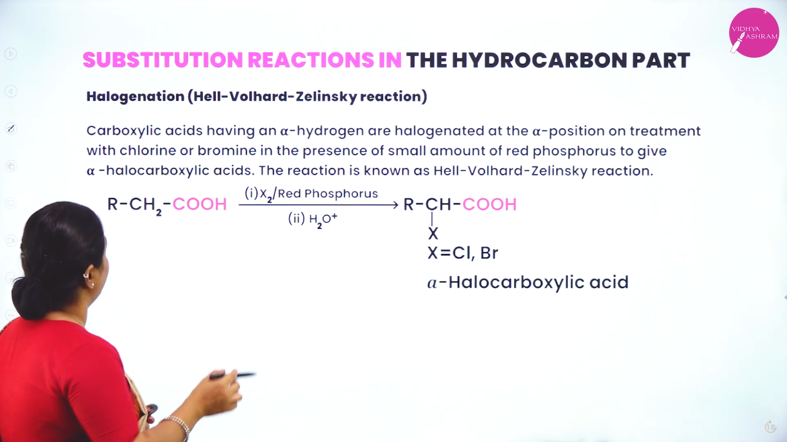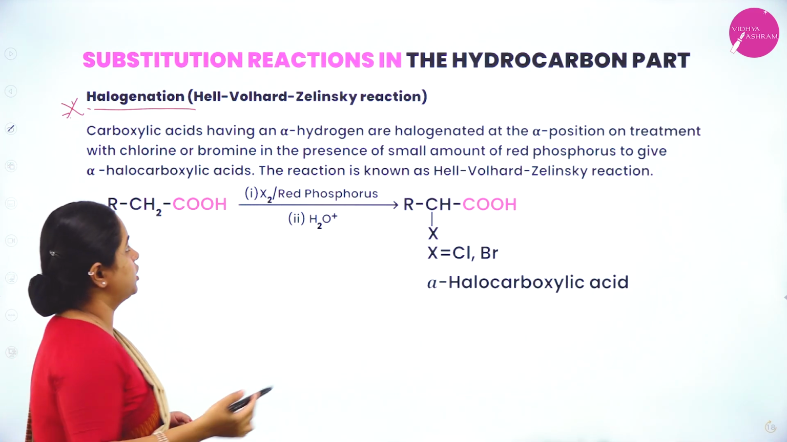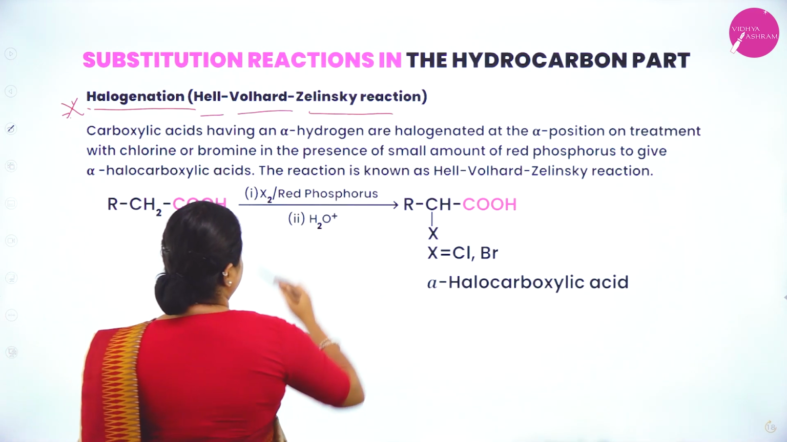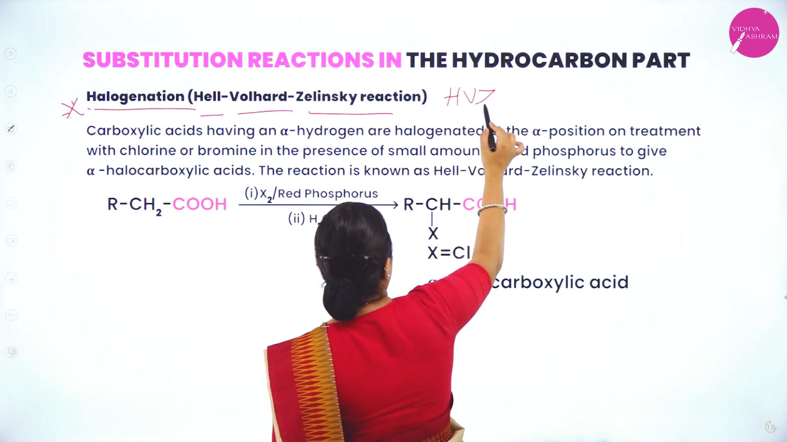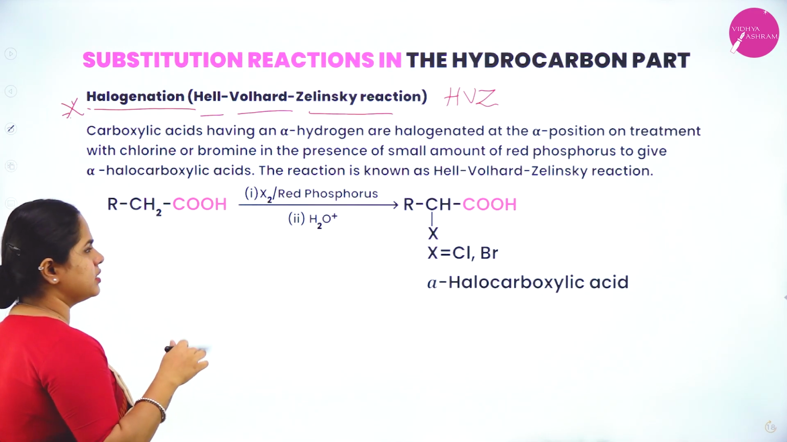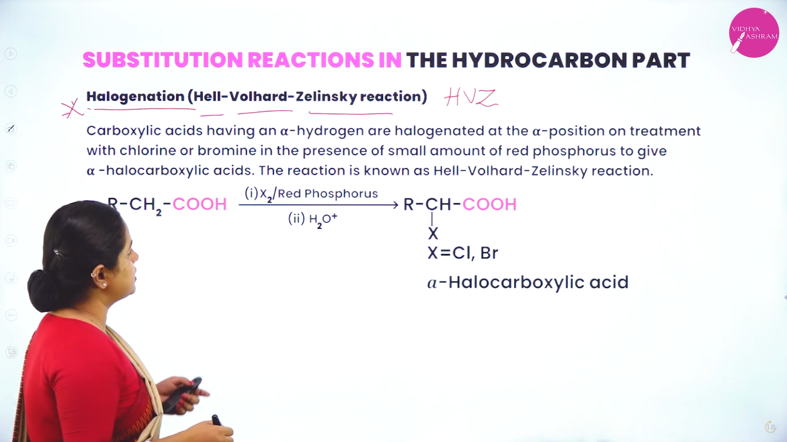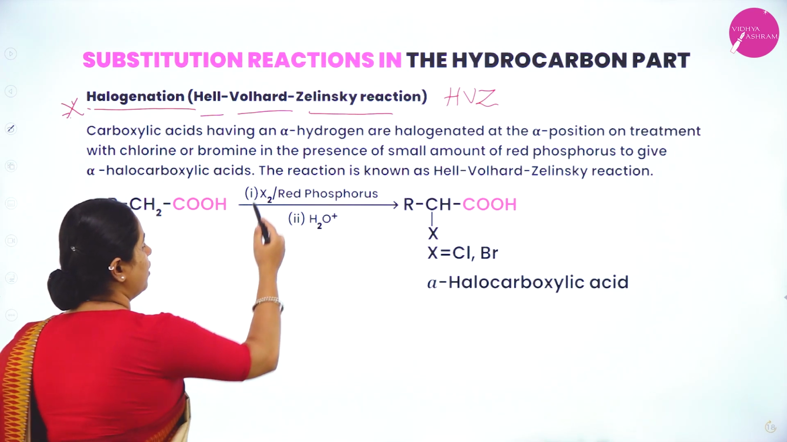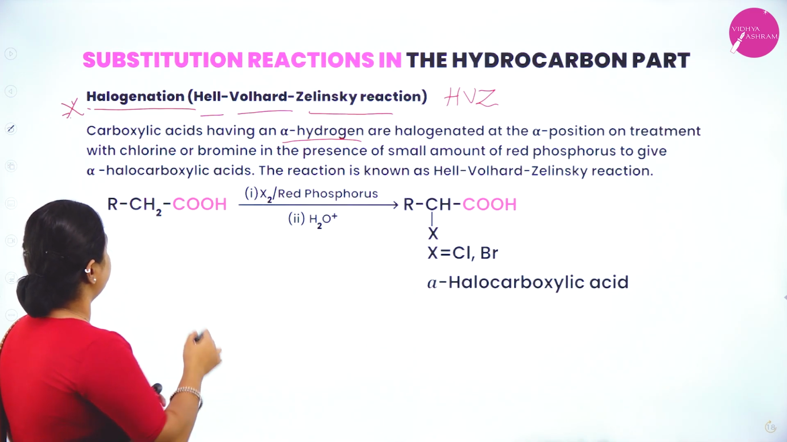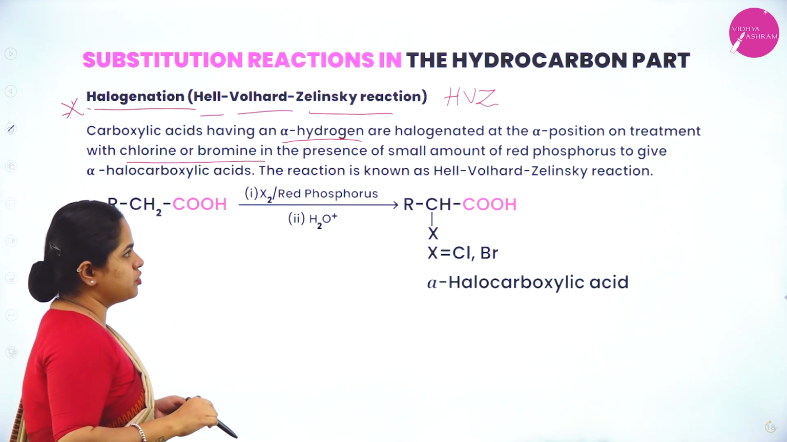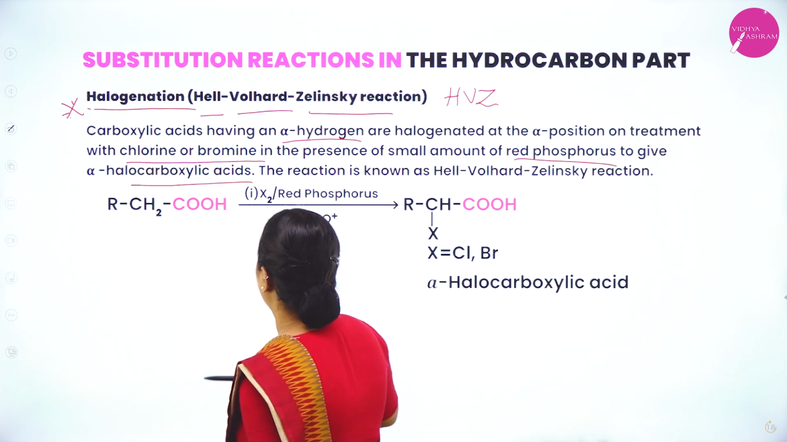The next one is halogenation. So this is a very important reaction and is of course a named reaction. Hell-Volhard-Zelinsky reaction. It is also in short form called the HVZ reaction. So this is very important. That is, basically halogenation is what is going to take place. So carboxylic acids having an alpha hydrogen, so having alpha hydrogen is important, are halogenated at the alpha position on treatment with chlorine or bromine in the presence of a small amount of red phosphorus to give the alpha halocarboxylic acid.